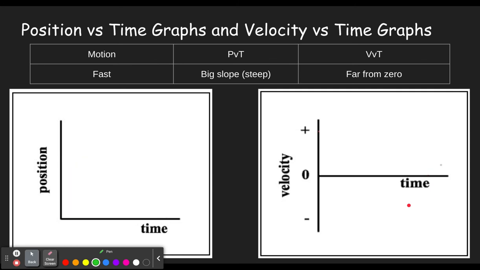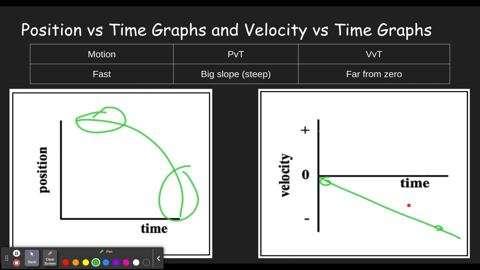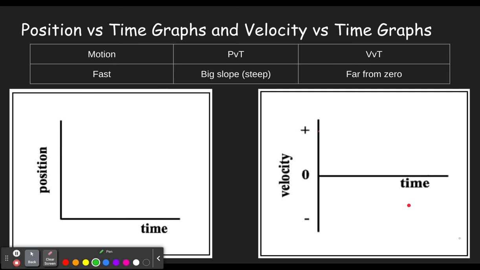And if we flipped it around and did something like this, it's going in the negative direction now, so we'll be negative. We'll talk about that in a moment. But this is pretty flat, so we start close to zero. This is steep, so we end up far from zero. We'd get a line like that. All right, let's take a look at the direction.